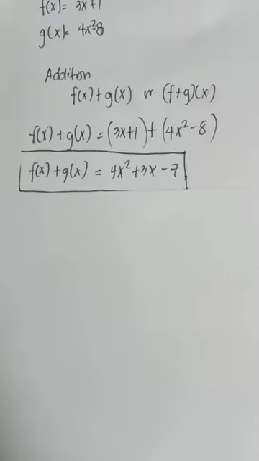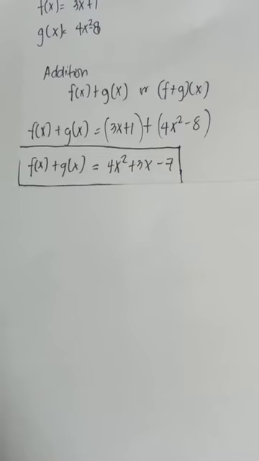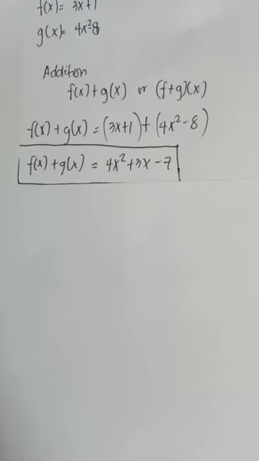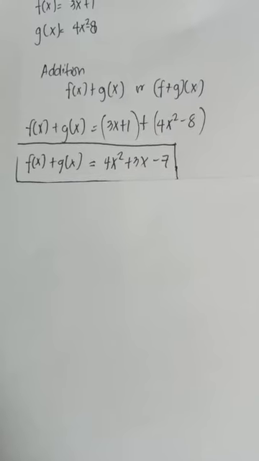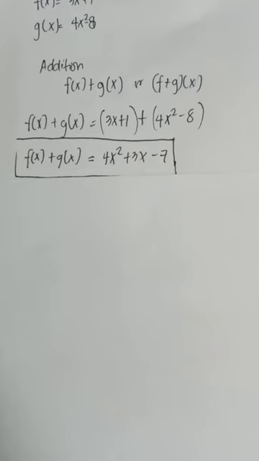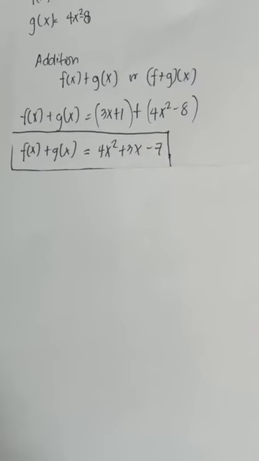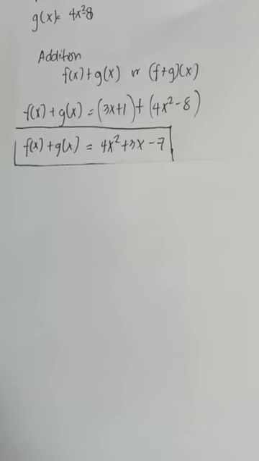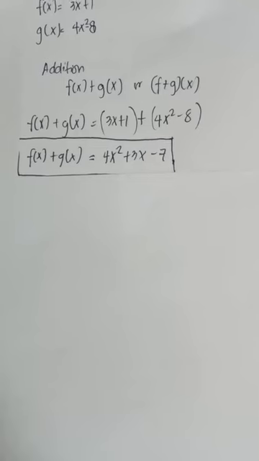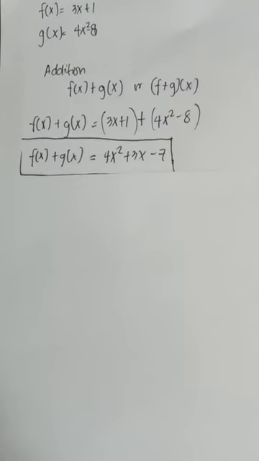And then combine like terms. As you observe, si 4x squared, it doesn't have like terms, so just bring down. And then also for the 3x, but for the constant numbers, we have 1 and negative 8. That is equivalent to 1 minus 8. So therefore, the 1 minus 8 will become negative 7. So you have now the addition of f of x and g of x. You have 4x squared plus 3x minus 7. So that is your final answer.